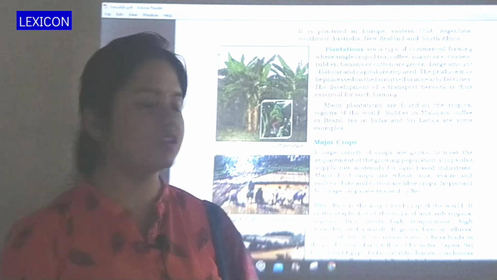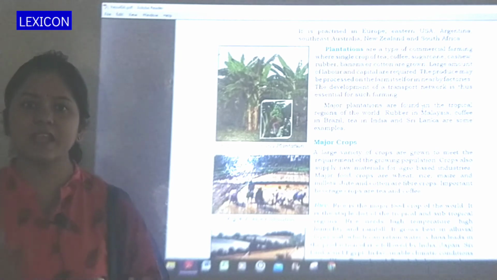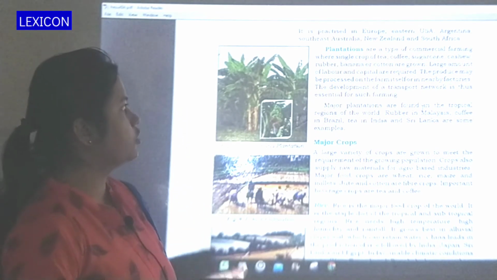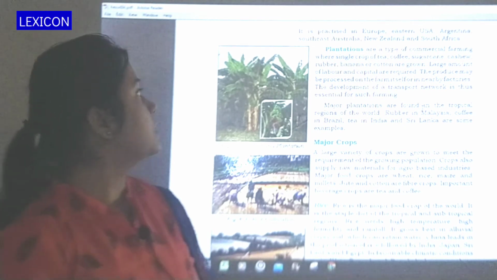The third type of farming is plantation. What is plantation? This is the type of commercial farming where a single crop like tea, coffee, sugar cane, cashew, rubber, banana is grown. This type of farming is known as plantation.